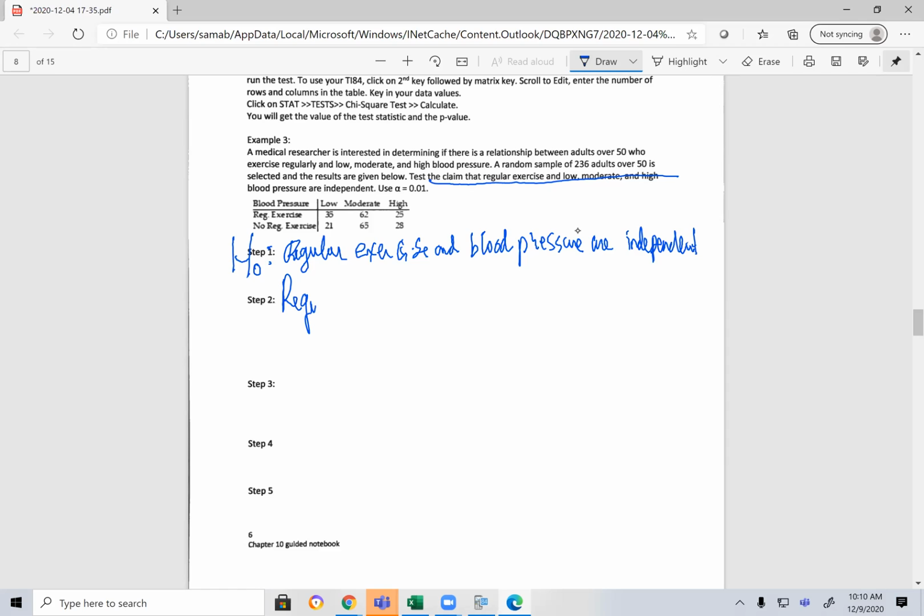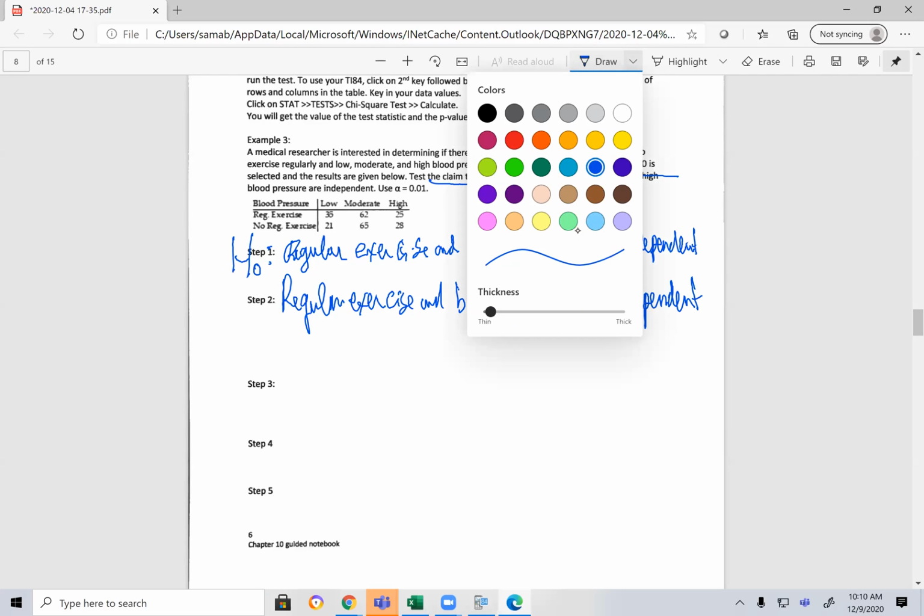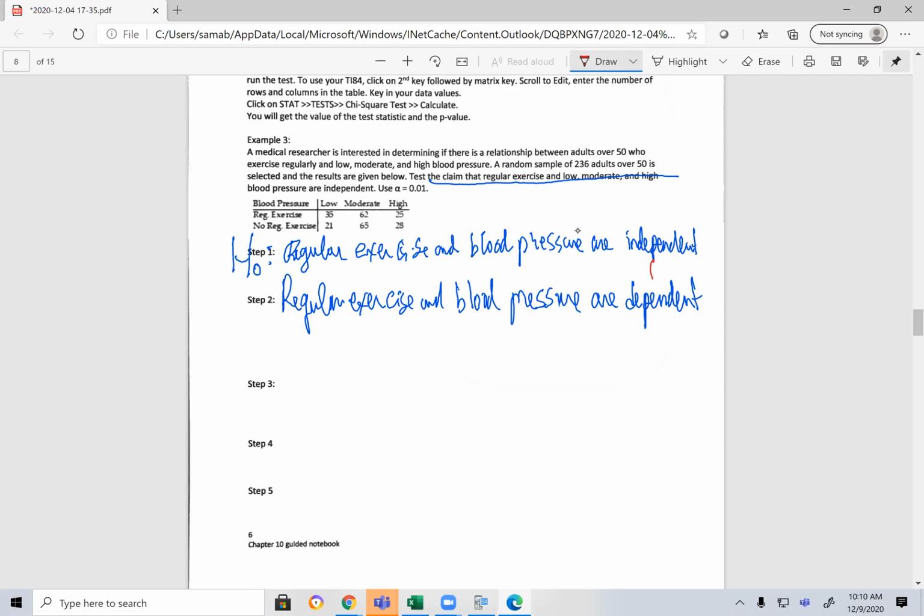Regular exercise and blood pressure are what, guys? Dependent. Dependent, exactly. Or related. You can use the word related. When dependent, that means related. Okay. He says independent, so my claim is right here, guys. So the claim is right here in the null. All right.